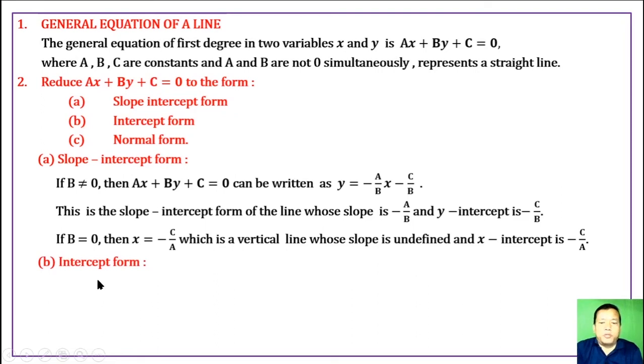Intercept form. Which form is known as intercept form? Intercept form is x by a plus y by b equal to 1. This form is known as the intercept form of a straight line.